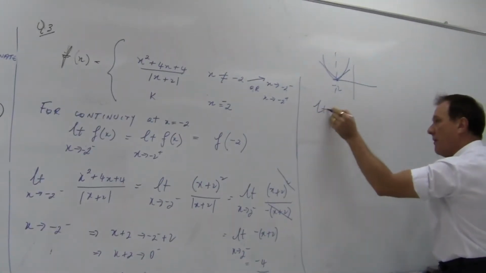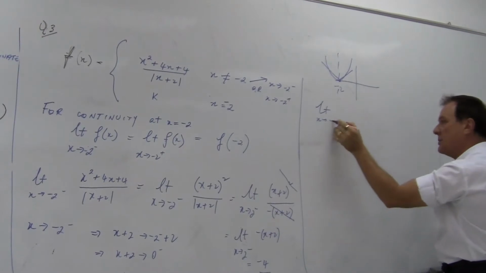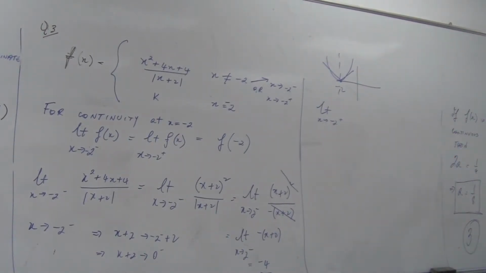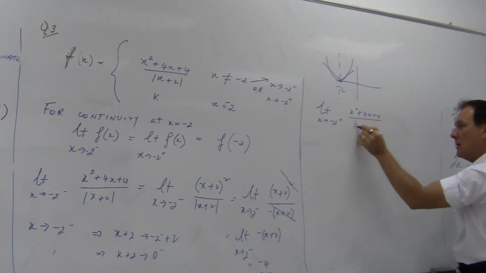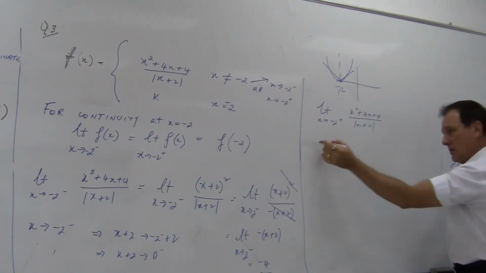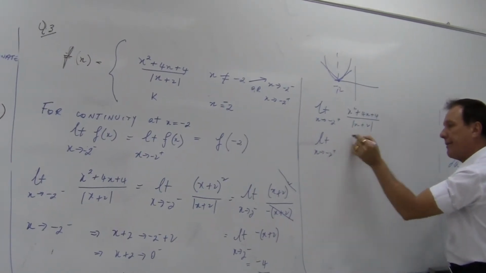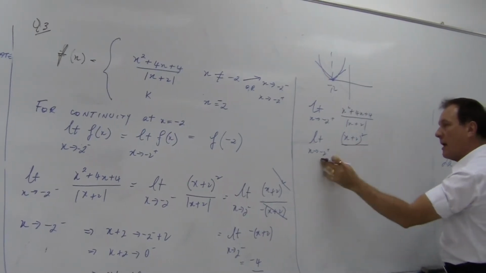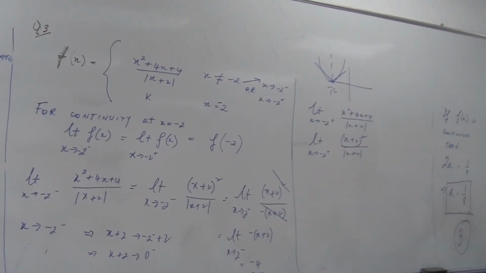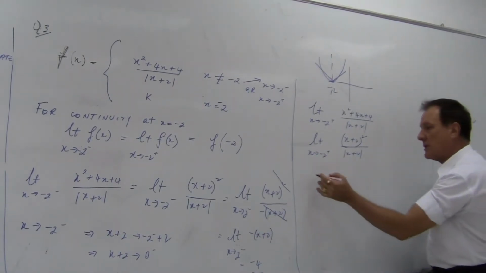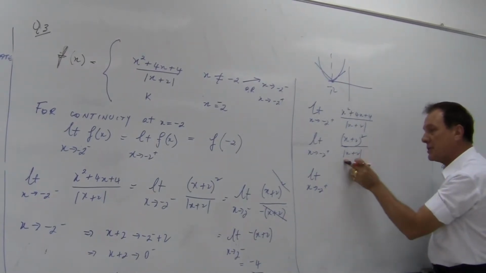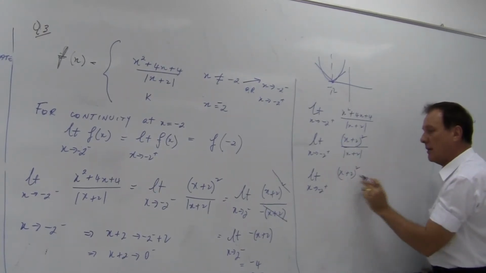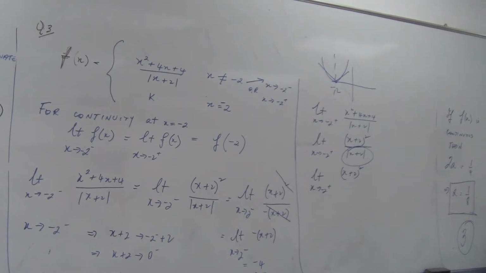Now, from above. So I've got x approaches negative 2 this time, but from above. So I'm faced with the same thing: x squared plus 4x plus 4 over mod x plus 2. The author wants you to know it's a perfect square quadratic, and here we've got mod x plus 2. So I've got the limit as x approaches negative 2, this time I've got x plus 2 all squared. Now, I have to replace the mod x plus 2 again.